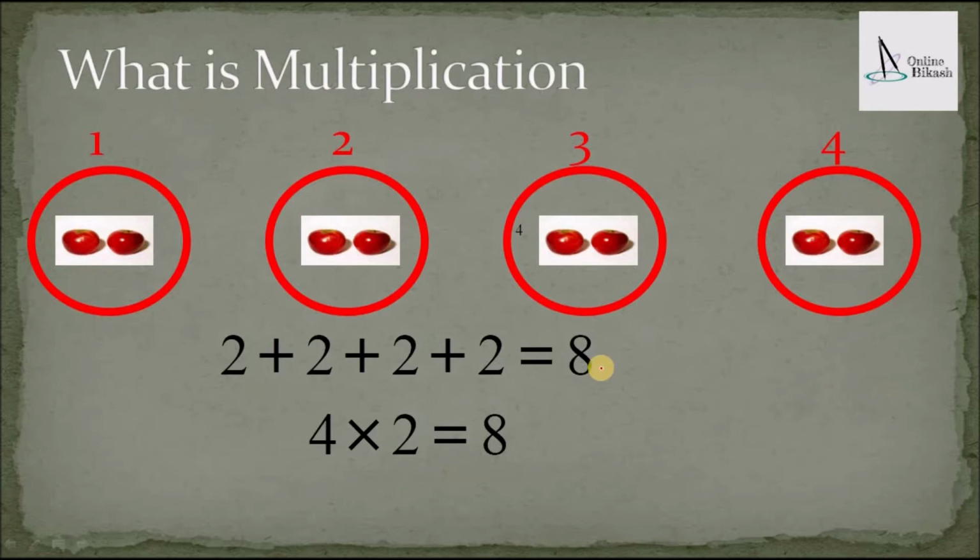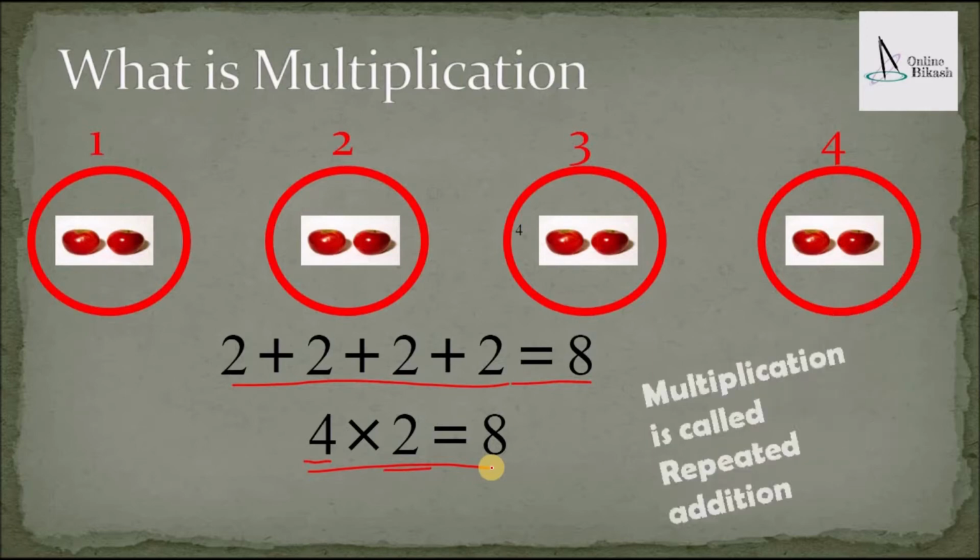Because you see from where this 4 is coming. You tell me how many circles are there, how many groups are there. 4 groups are there, that's why this 4 is coming. And from where this 2 is coming? Because in each group two apples are there. That's why 4 twos are 8. Understood? And since we have added 2 plus 2 plus 2 plus 2 is equal to 8, from this repeated addition we got this multiplication. That's why multiplication is called repeated addition.